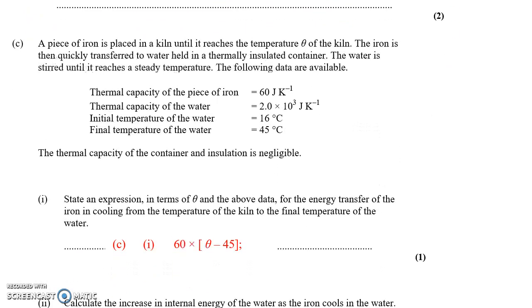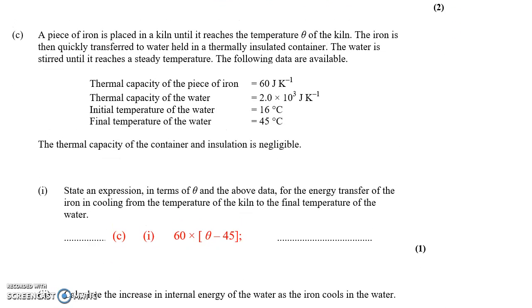Part C is the first where we have some calculations. It gives us information that we're used to seeing about data, basically from water and iron. And we're going to eventually work out some temperature changes and energy transfers. The first part is to state an expression in terms of theta, which is the energy change, is the maximum temperature of this piece of iron, which is in a kiln, and all the other data.